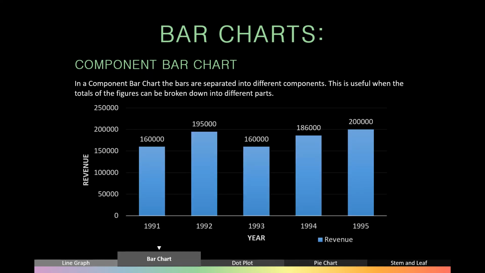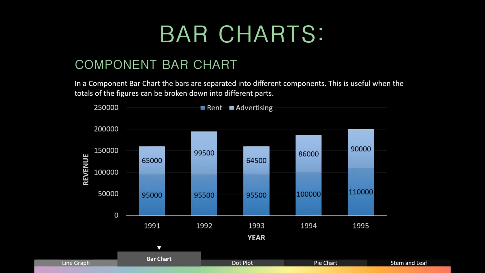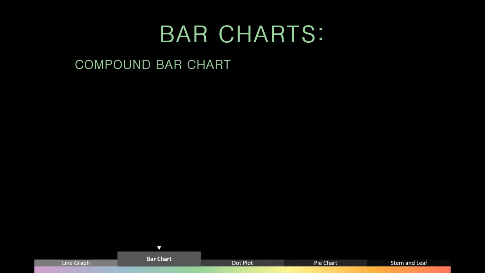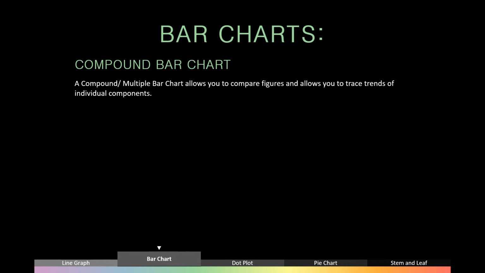So our previous example, we had revenue across 5 years, but what made up revenue? And that's what a compound bar chart is, where we can now see how each of these different streams contributed to total revenue. A compound bar chart, sometimes referred to as a multiple bar chart, because it allows you to compare figures and it allows you to trace trends. The easiest way to think of this is if you take a simple bar chart and you take a component bar chart and you combine them, you're going to get a compound bar chart.